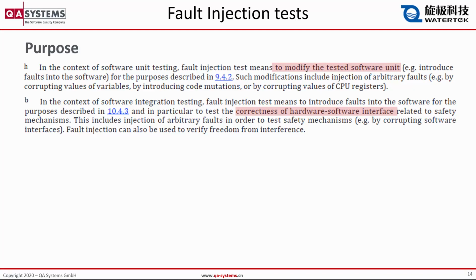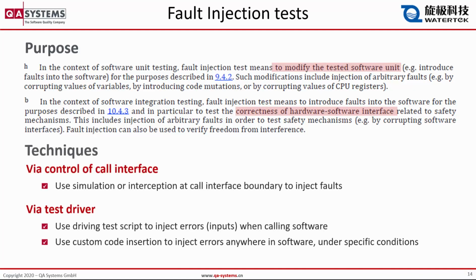Turning to fault injection tests. The purpose of fault injection tests is explained in the details behind the table. It is to modify the software unit under test to inject faults and to verify the correctness of hardware-software interfaces, in particular at the integration level. The techniques we can employ to achieve these fault injection tests are to control the call interfaces using simulation or interception at the call interface boundary to interject faults.